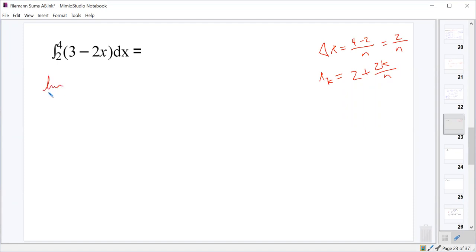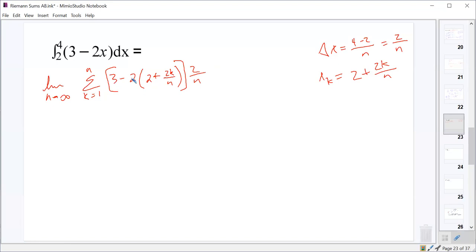So this should have become a limit as n approaches infinity of a sum from k equals 1 to n of 3 minus 2 times x sub k, which is 2 plus 2k over n, times delta x, or 2 over n. Good? Yep. All right, perfect.